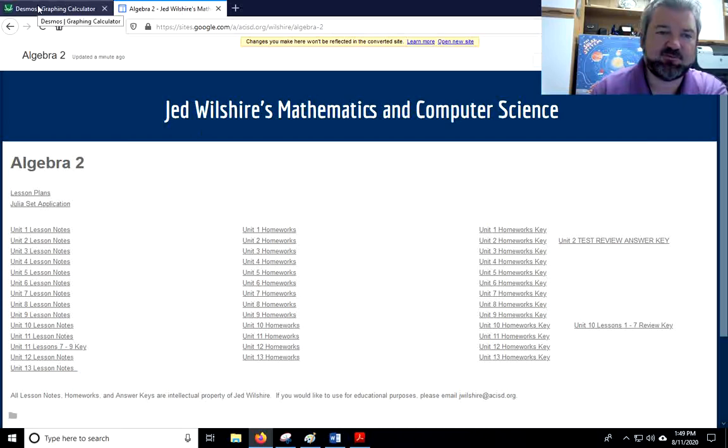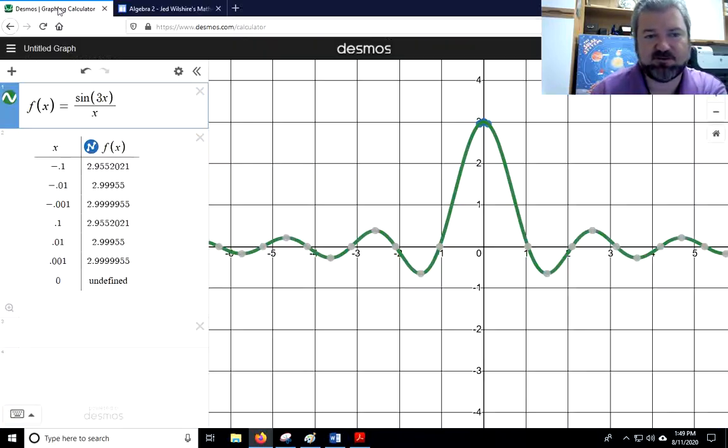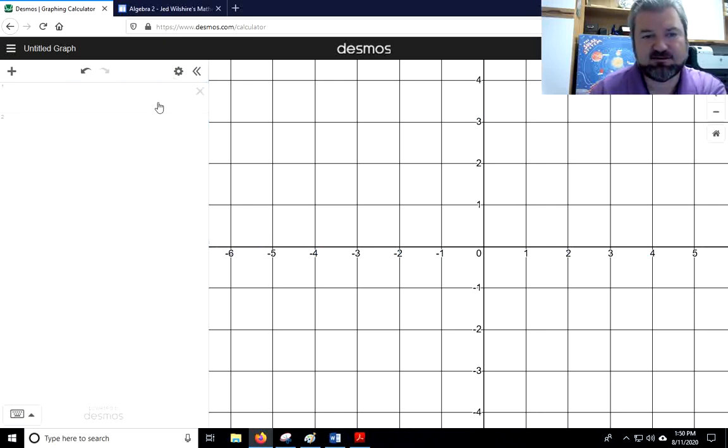From time to time, when we do need to use a graphing calculator, I'll be using the Desmos online calculator, and you can get to that at www.desmos.com. And it's a really handy tool. I think you'll really like it.